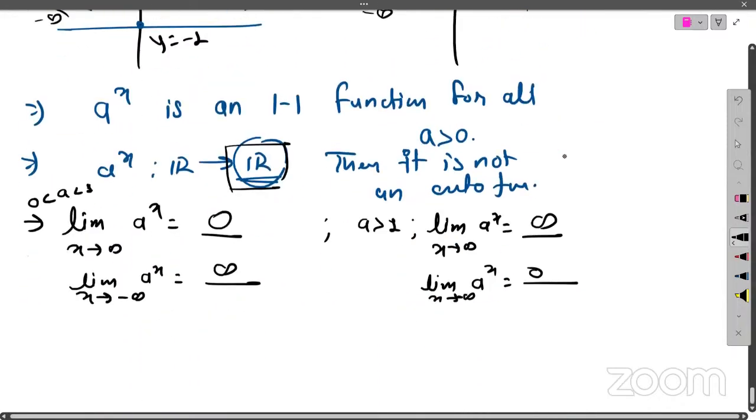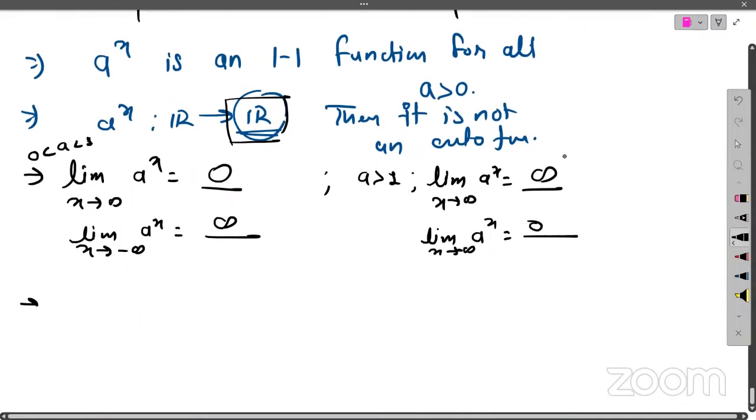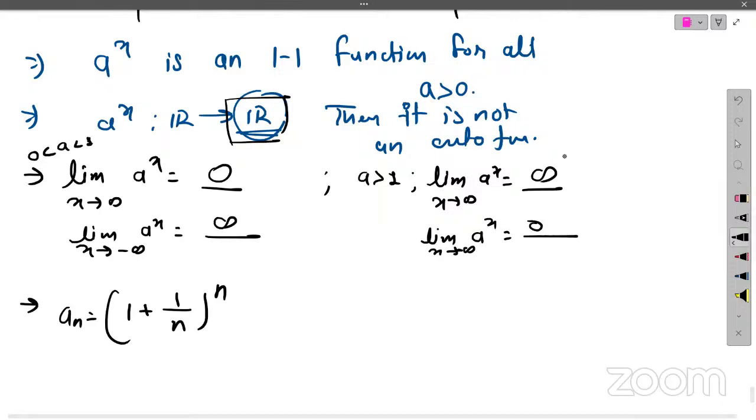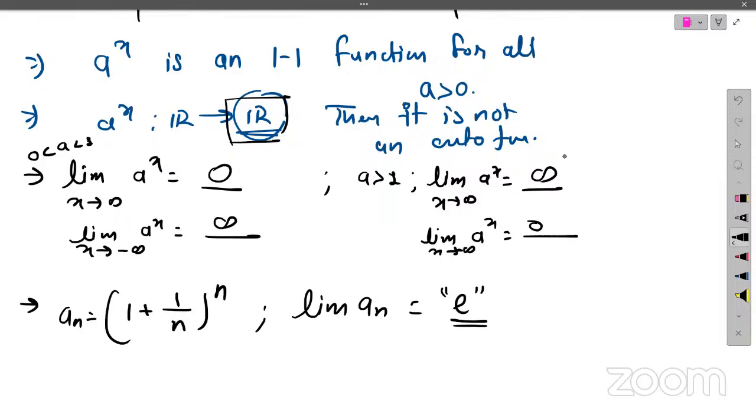Now with a particular value e, we have a sequence. Suppose a sequence e_n equals (1 plus 1 by n) to the power n. It turns out that this is a convergent sequence, and the limit of this sequence is known to be the number e. This number e is actually very famous. It shows up in very physical scenarios. There are wave equations and so many equations where we use e. That's why e is important.